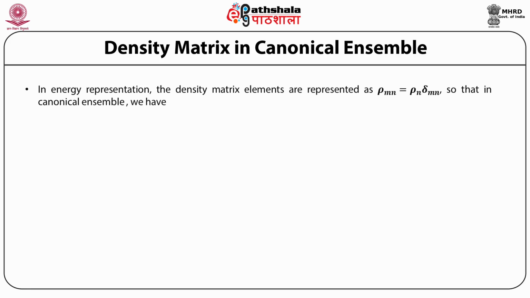In energy representation, the density matrix elements are represented as rho mn equal to rho n multiplied by Kronecker delta mn.